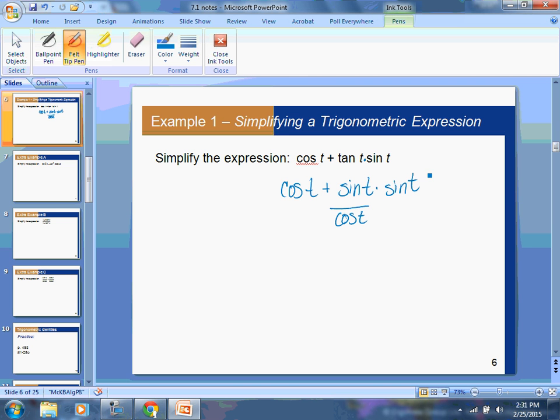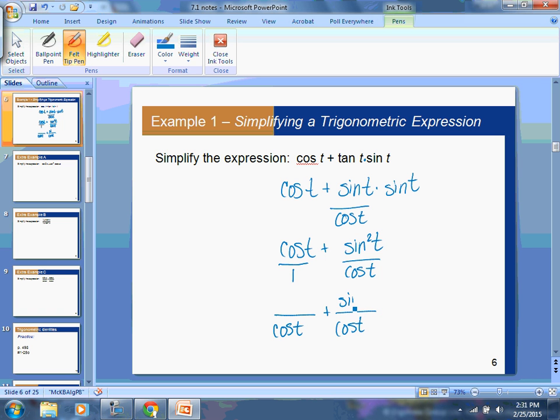Okay, so now basically I have two terms. I have one on the left side here, the cosine t, and then I have this big expression on the right-hand side, the sine t over cosine t times the sine t. Those are being multiplied, so if I multiplied them together, I would get sine squared t over cosine t. Okay, so that's a little more simplified. Now I have two terms, or two fractions even if you want. Well, I know how to add fractions. I just have to get a common denominator. So my common denominator would be cosine of t.